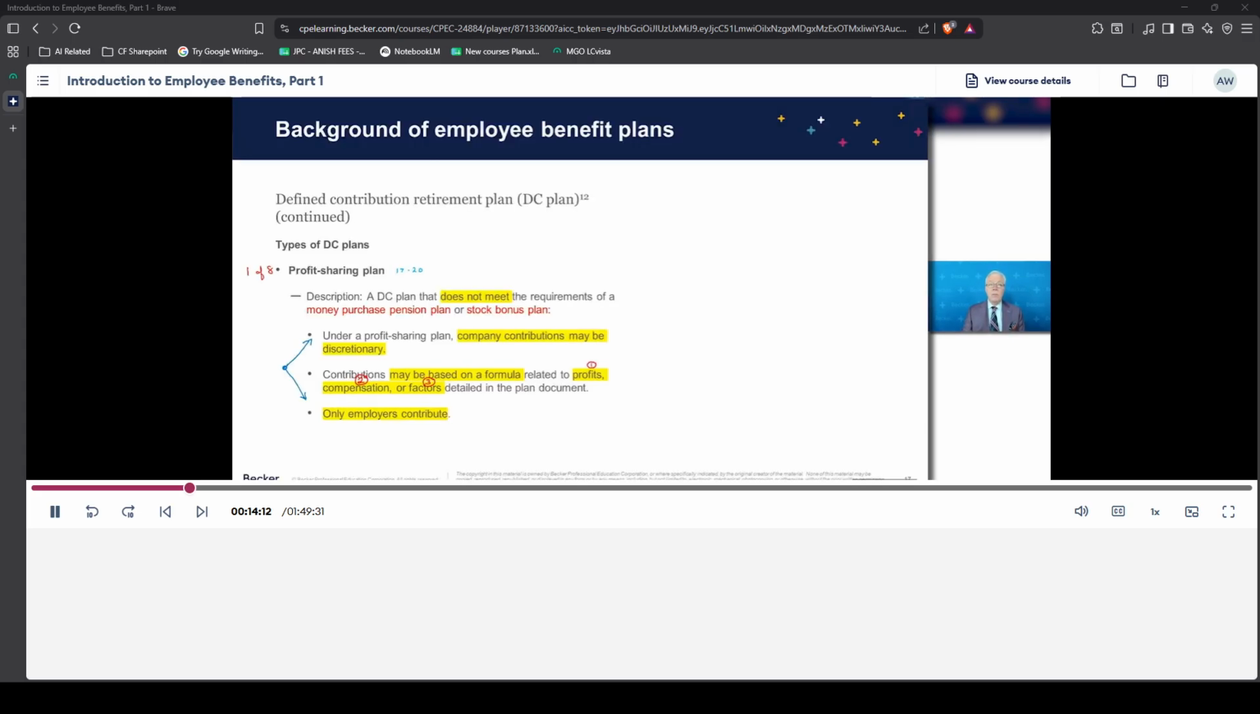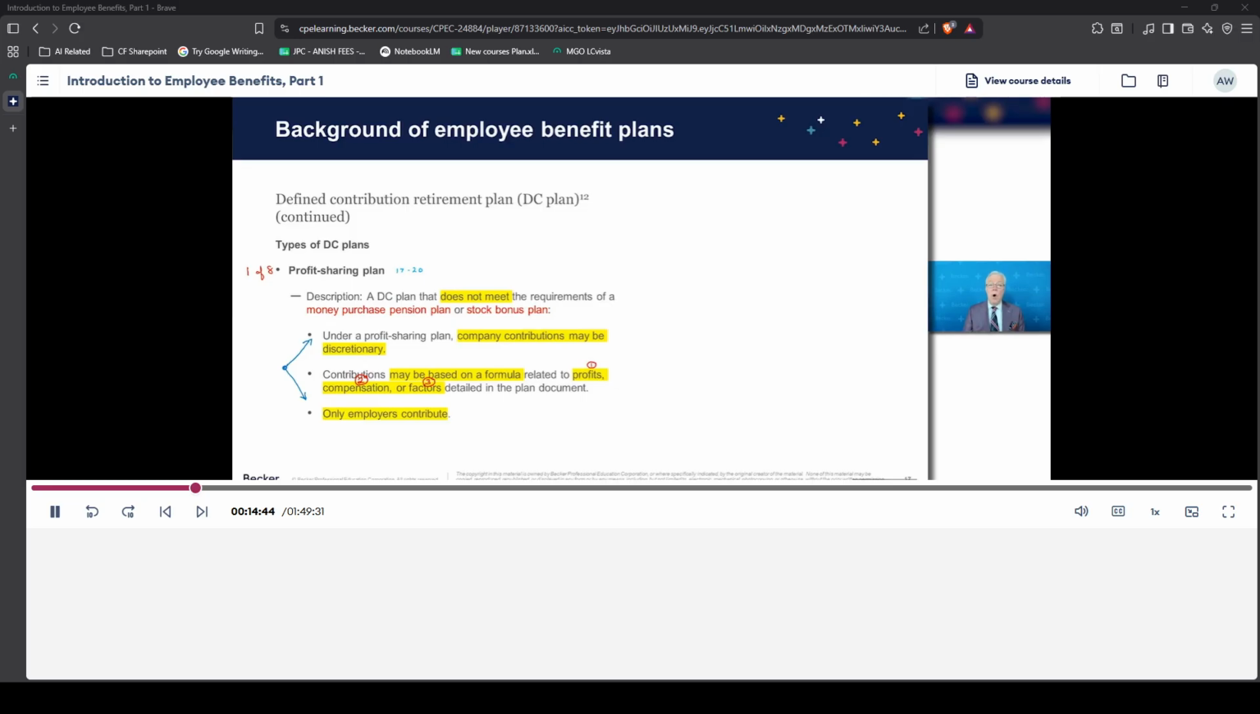Well, let's go to the first one, and this is your profit sharing plan. This is a defined contribution plan that does not meet the requirements of being a money purchase pension plan or a stock bonus plan. Now, under this profit sharing plan, company contributions may be discretionary. So they may contribute one year and maybe not the next. Contributions may be based on a formula, like a percentage of profits will go into it, spread out amongst everyone. It may be a percentage of your compensation, or it may be other factors.